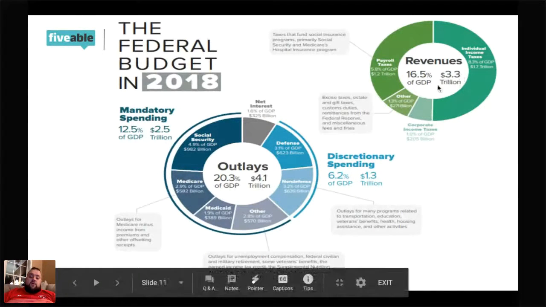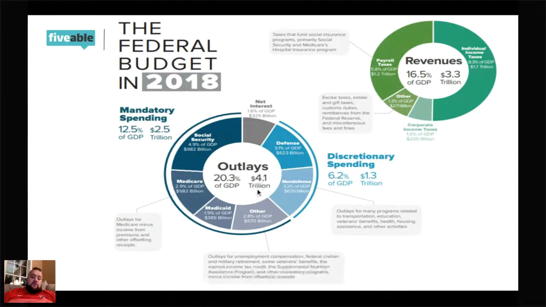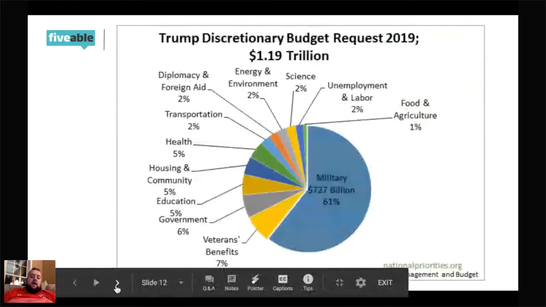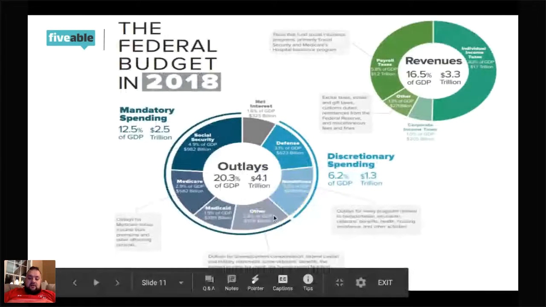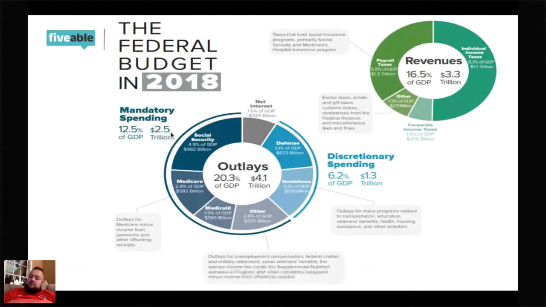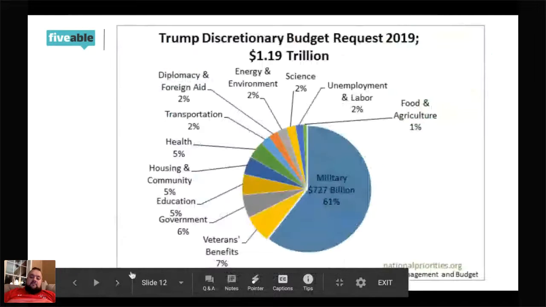So if we only brought in 3.3 trillion in 2018, we'd have to cut this budget by almost $1 trillion to make it balanced, because this would have to be 3.3 trillion. That's going to be pretty hard when you consider the mandatory spending. Of the 3.3 trillion, 2.5 would be in mandatory spending.